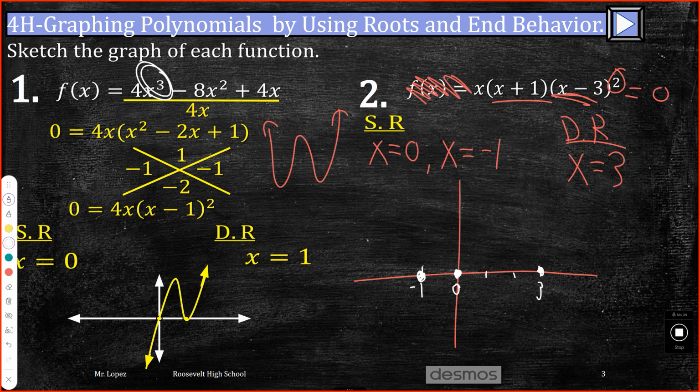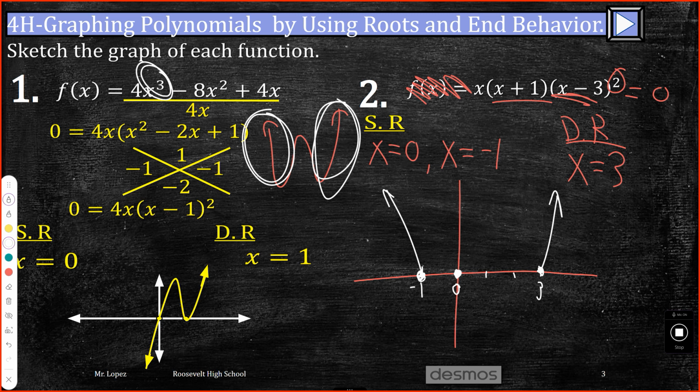So I know that this on the left is going to do what? Shoot up, isn't it? Look, is it a W? It's going to shoot up like that. What is it going to do on the right side? It's going to go up as well. It's going to shoot up something like that.